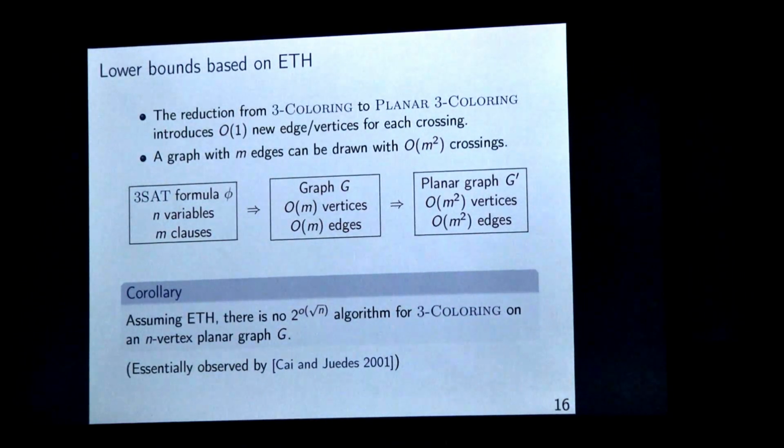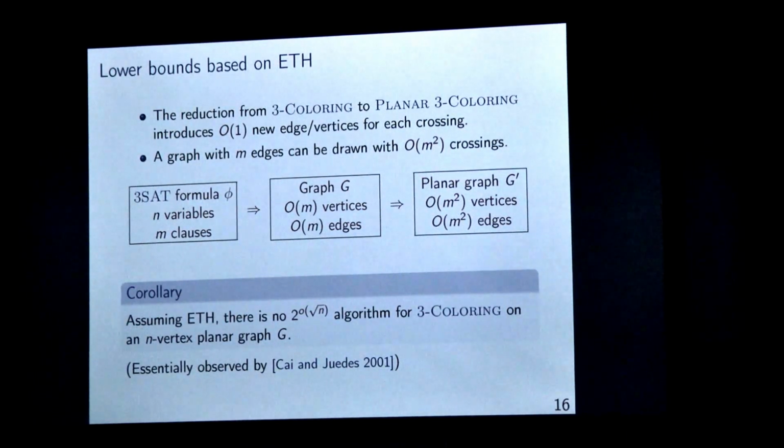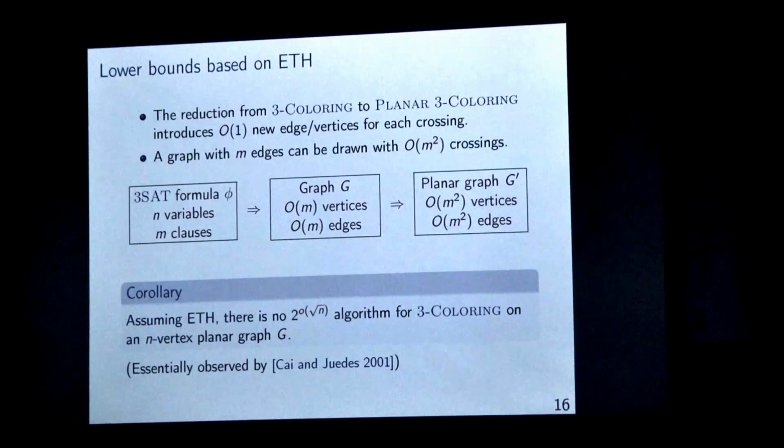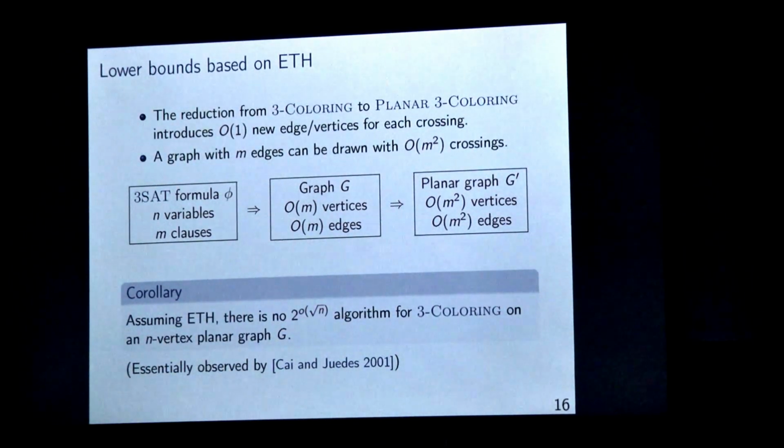Because why? If you have a 2 to the power little o of root n algorithm, then I take this reduction, pipe it through, and that gives me my algorithm. That guy gives me an algorithm and I can just transfer back. So what did we learn? This 2 to the power big O of root n algorithm which we made for 3-coloring is actually optimal under ETH, and it was already observed by Cai and Juedes in 2001.